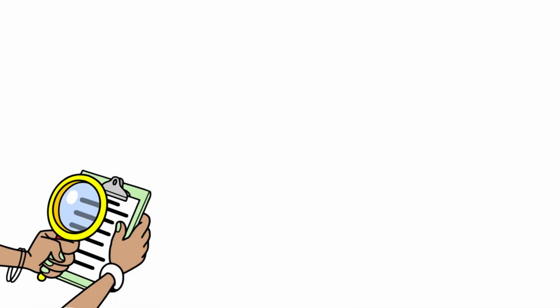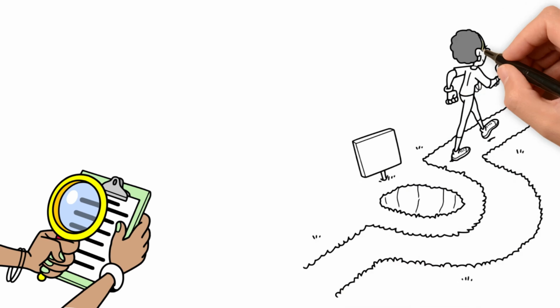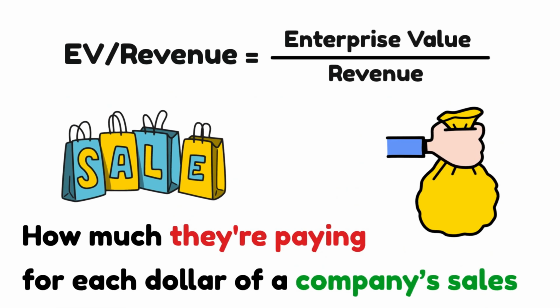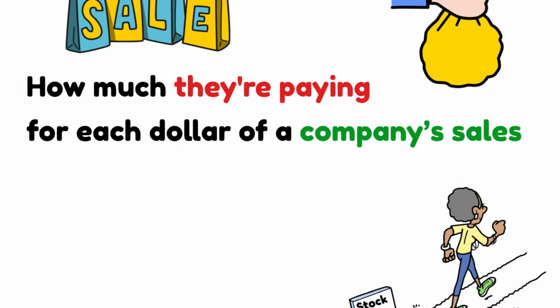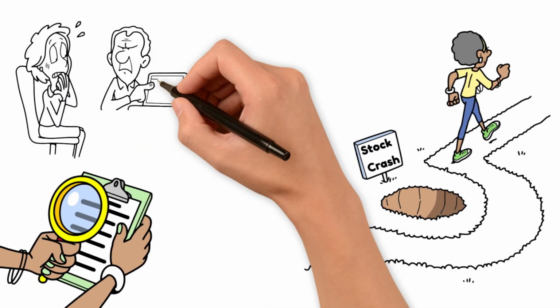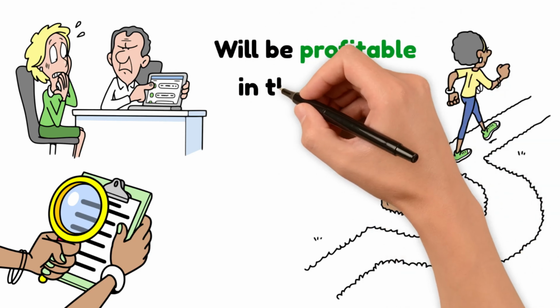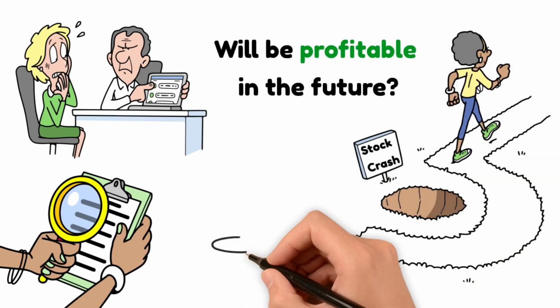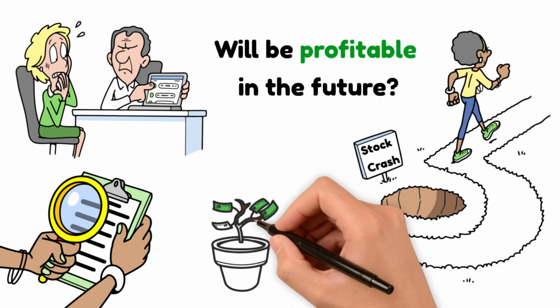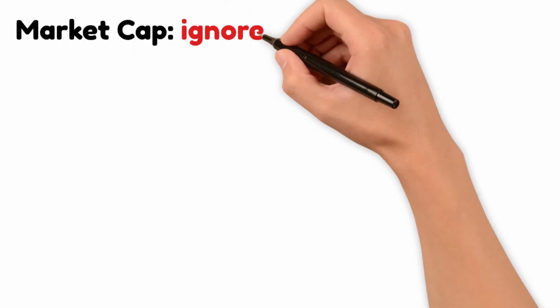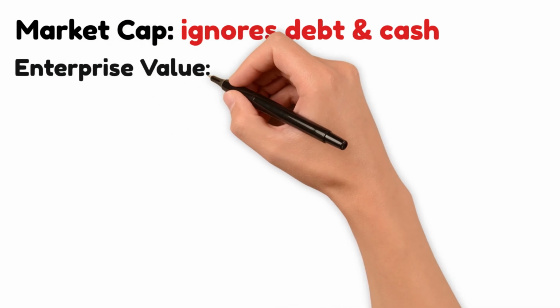However, it's important to study companies that aren't profitable yet with caution, as they tend to be riskier investments. While EV to revenue can help you compare these companies based on their sales, it doesn't account for their lack of earnings or the challenges they may face in becoming profitable. Many of these businesses are still in their growth phase, and while they may have big potential, they also come with higher risks. Market cap alone can be misleading because it ignores debt and cash.